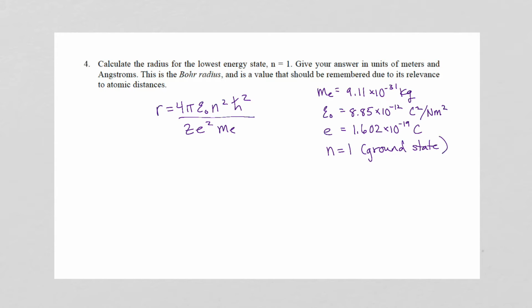So we want to actually calculate the value for this radius in units of meters and angstroms. Okay, so we have a bunch of constants here, so just plug those into your calculator. So we have a mass of our electron here, 9.11 times 10 to the minus 31 kilograms. That epsilon naught, this is our permittivity of free space, 8.85 times 10 to the minus 12 coulomb squared per Newton meter squared. Elementary charge e, 1.602 times 10 to the minus 19 coulombs.